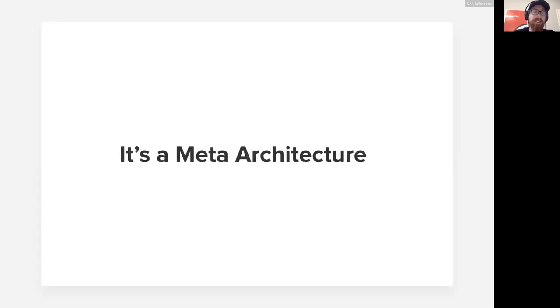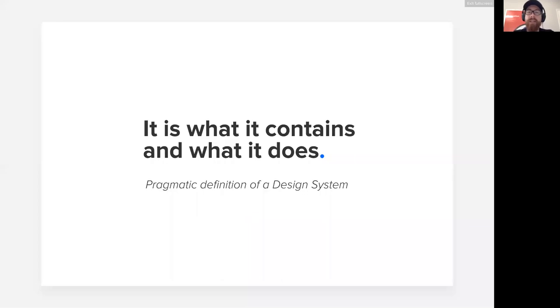But here's the thing. You could say that a design system is a process. You could say a design system is this meta architecture. But at the end of the day, a design system is really what it contains and what it does. So a pragmatic definition of a design system, something tangible that we can apply to our work without having a very big philosophical discussion about its nature, is just defining what it consists of and what it does.